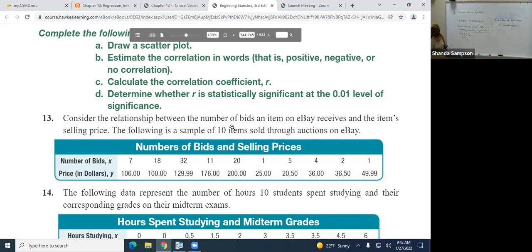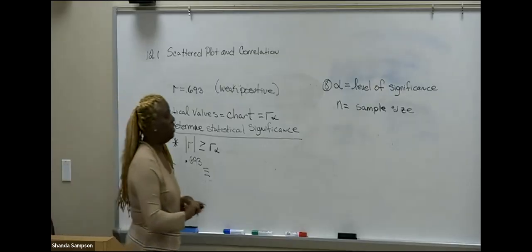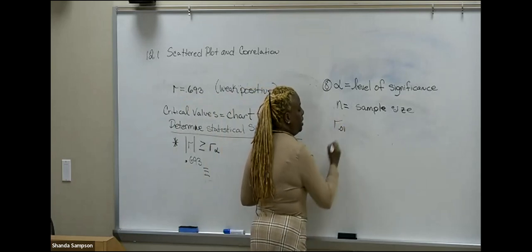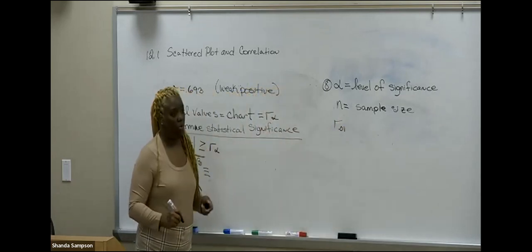So, sample size. Our sample size is 10 and we're looking for 0.01. So this is how you can write R alpha. Let me switch back for the people in Zoom. So R alpha, so you write R of 0.01. That little alpha, we replace with 0.01.